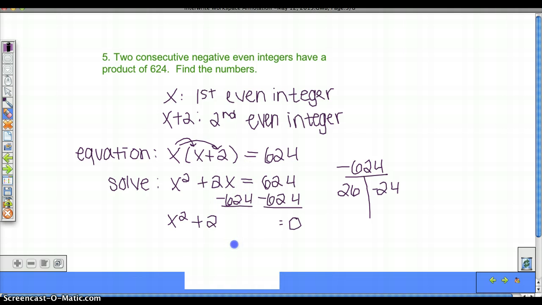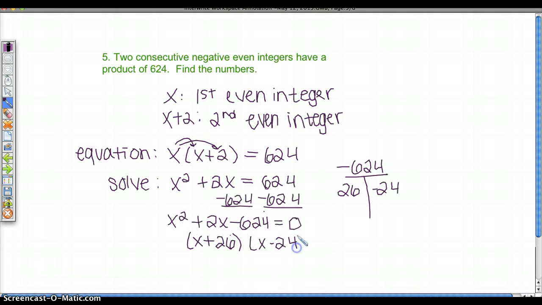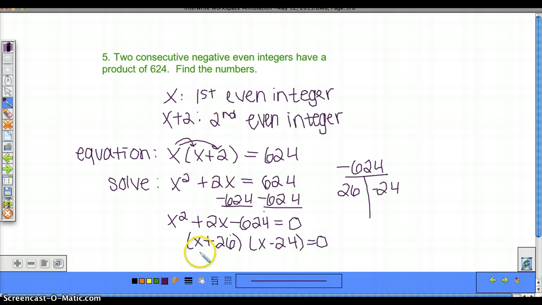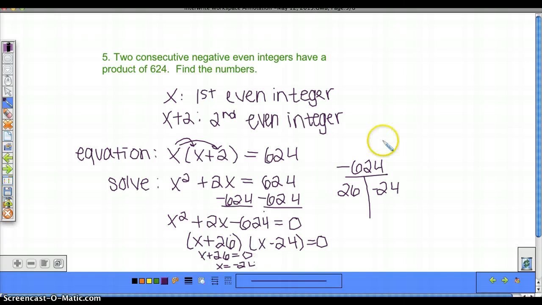Let's rewrite that. x plus 26 and x minus 24 equals 0. So when x plus 26 equals 0, we get negative 26 when we subtract it over. And when x minus 24 equals 0, we get positive 24. Now, my two answers for this problem, we got a positive number and a negative number.